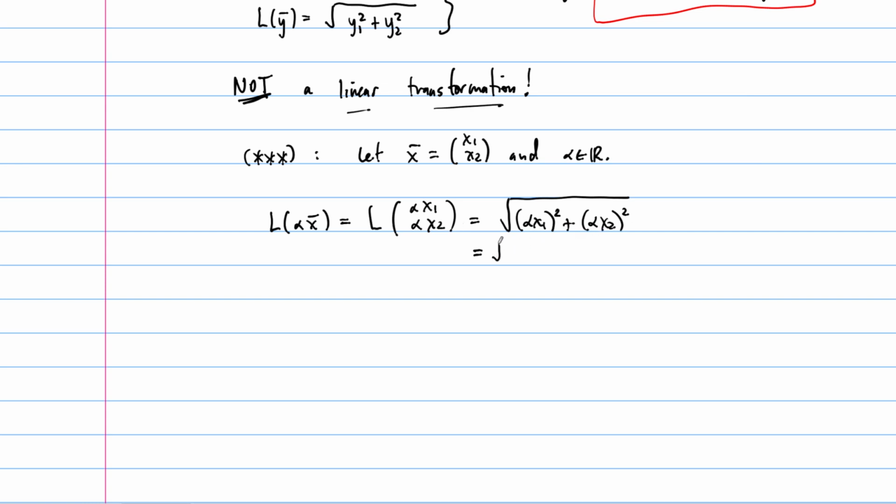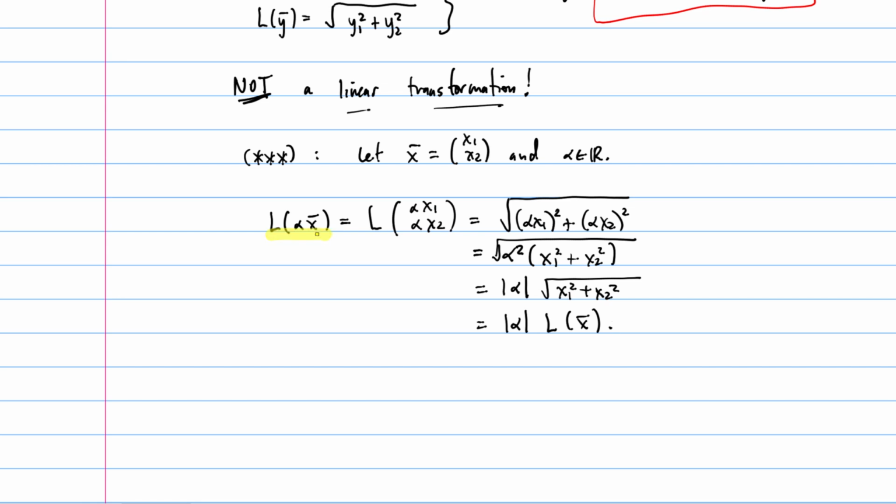We can factor this to be the square root of alpha squared times (x1 squared plus x2 squared), all square rooted. And then the alpha squared is now multiplied, so that can be factored out. But when it gets factored out, it becomes the absolute value of alpha. It becomes the absolute value of alpha times the square root of x1 squared plus x2 squared. And so this is the absolute value of alpha times L of x.